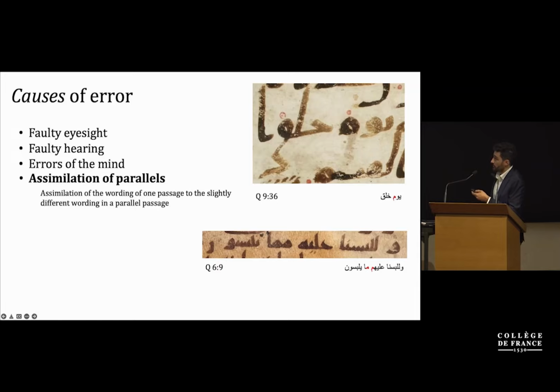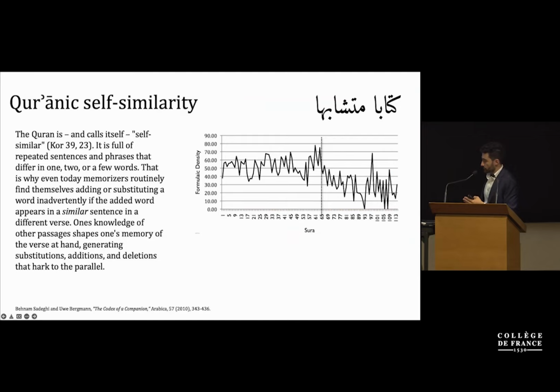So these are just a selection of the kinds of variants that fall into the different categories that I highlighted earlier. Now, we can distinguish between characterizing the variants themselves and describing the causes of those errors, or the causes of the variants. So in three broad categories, we have faulty eyesight.